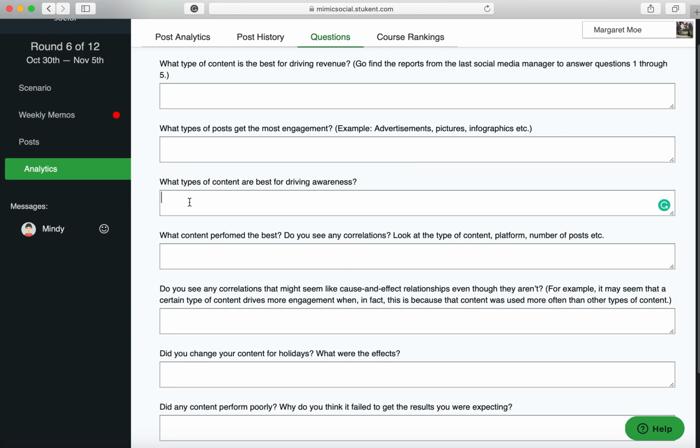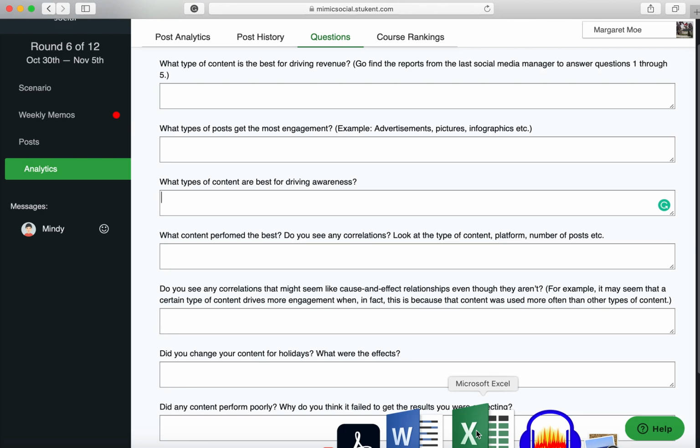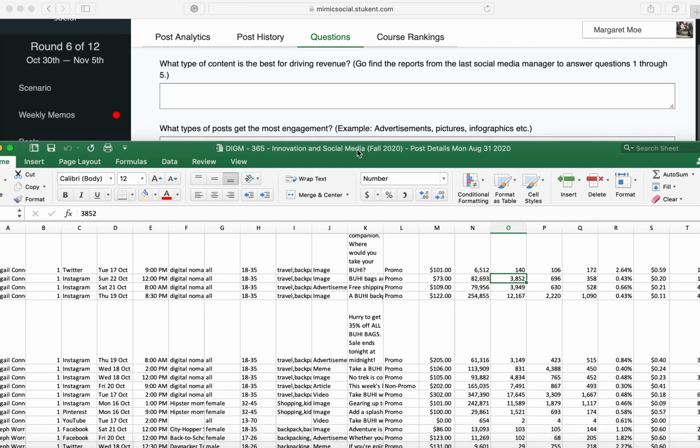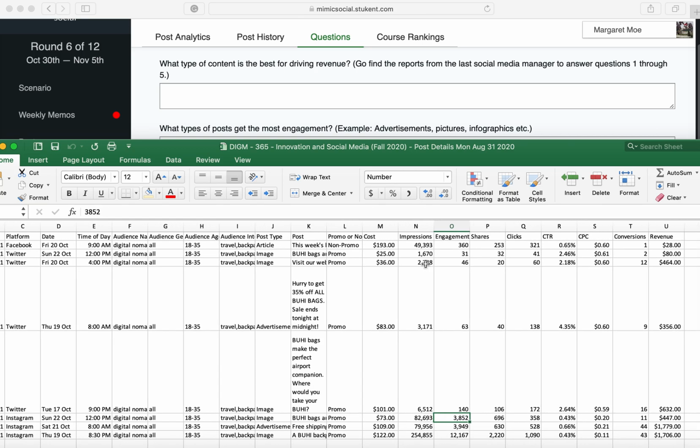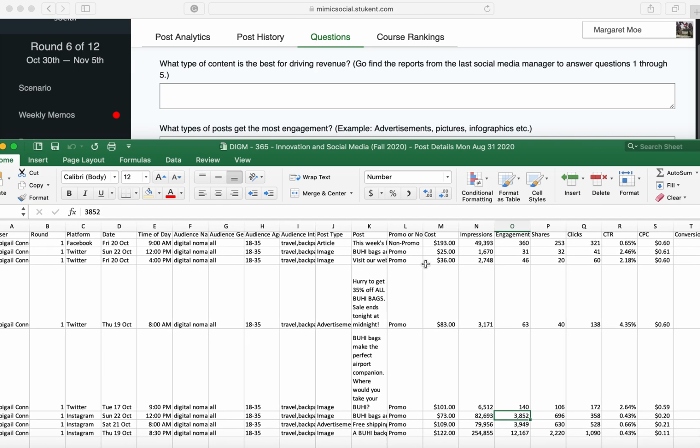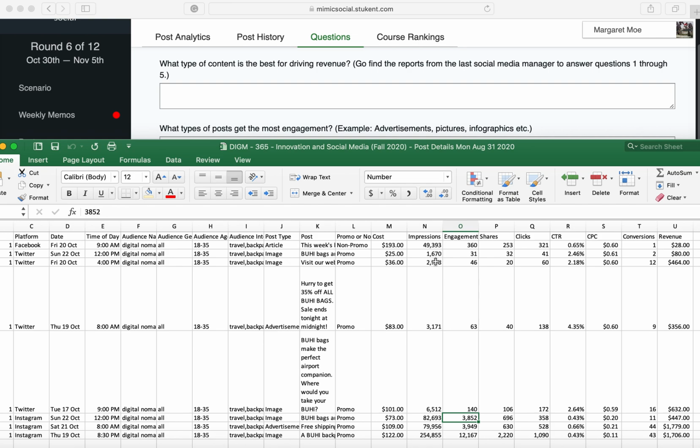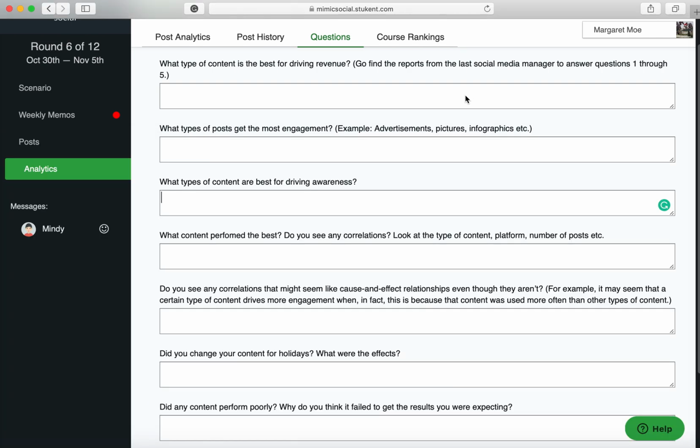So what do you think is best for driving awareness? This is what I fill out for round six, not necessarily what you're filling out. And so again, we look at our spreadsheet. Awareness is not looking to sell, but we're looking at impressions. So what posts help us get more impressions? In this case, we had an article and we had an image here, the same one that had a lot of engagement, also drove a lot of awareness or impressions. So again, I can describe what those were and how they worked.